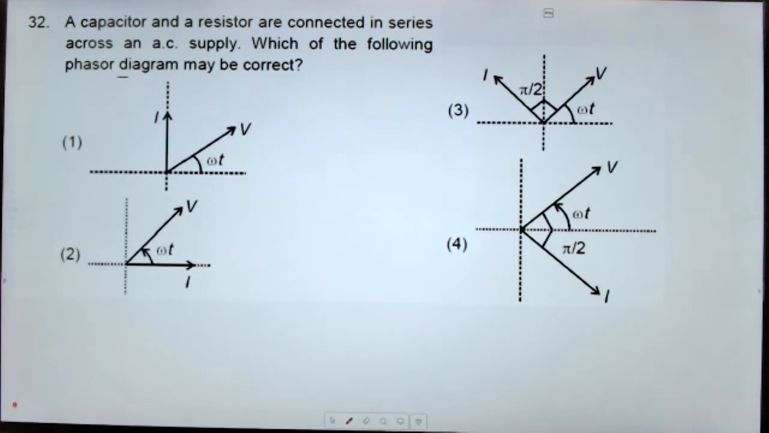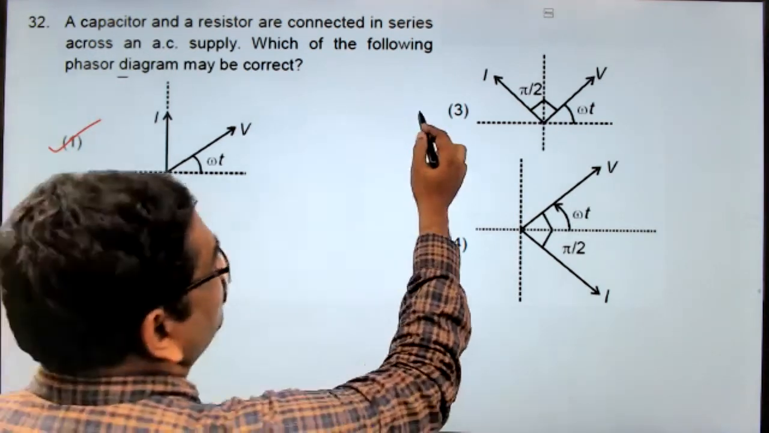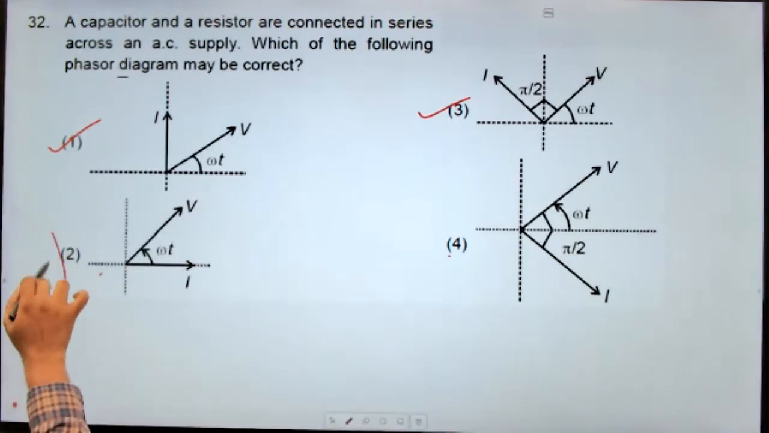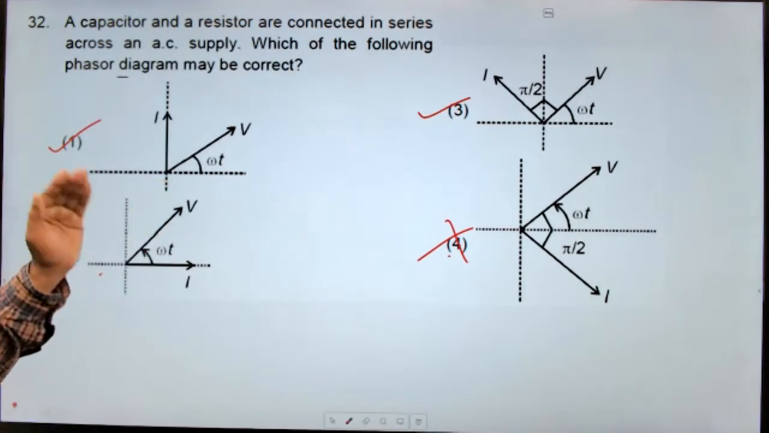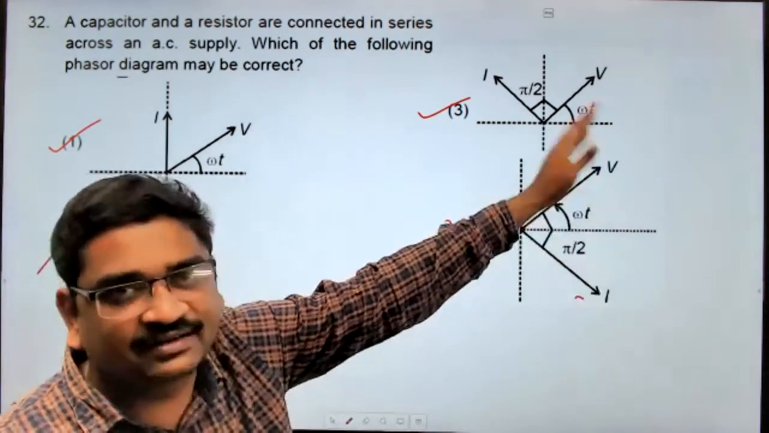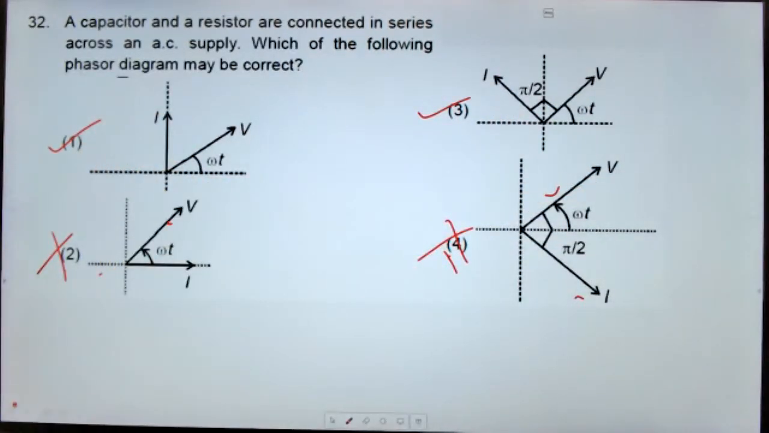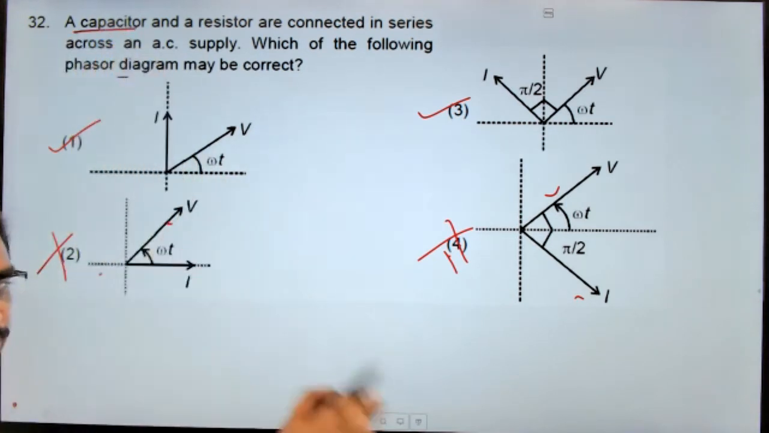So the current-leading graphs are the first graph and the second graph. In the third and fourth, voltage leads. Here voltage leads, meaning voltage is in front of the current. Here also voltage is in front of the current. So for these two graphs, current is leading. Now, what is the phase difference between current and voltage? That is less than 90. If it is a pure capacitor, that should be 90.